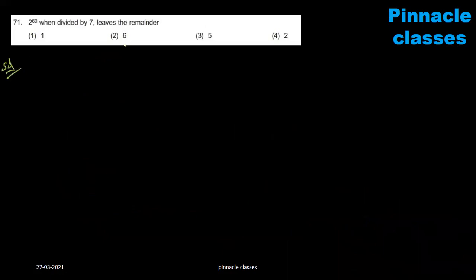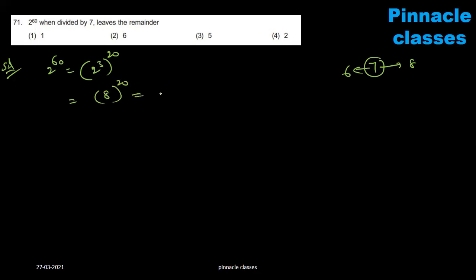What is the answer? But in this case, a variable is not there, directly the given number. How do you approach? Divided by 7 means you have to focus on the next number, 8 or 6. So in this case, 2 power 60, how to write? 2 cube whole power 20, means 8 power 20, that is 7 plus 1 whole power 20, expansion.